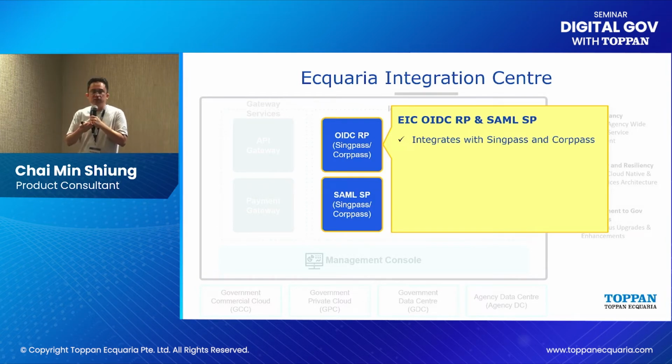Both are very good reasons to migrate, but I think the more pertinent reason is the fact that GovTech will soon be sunsetting this one. So our recommendation, if you have not onboarded with us, is to go straight to this. Otherwise, if you have, to migrate to OIDC RP.